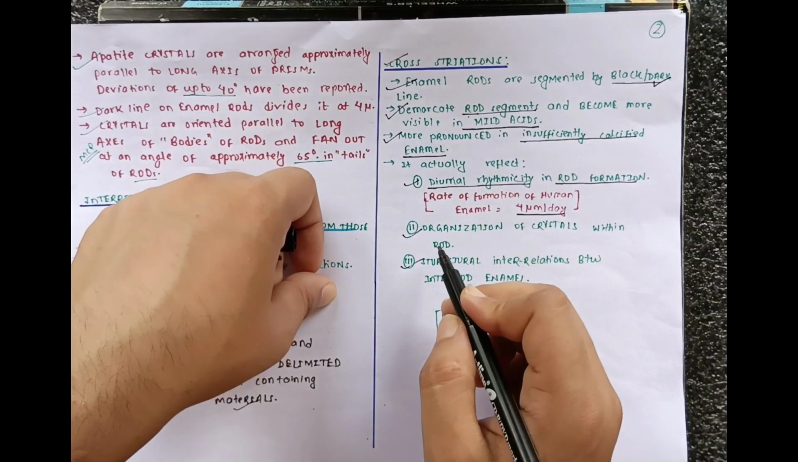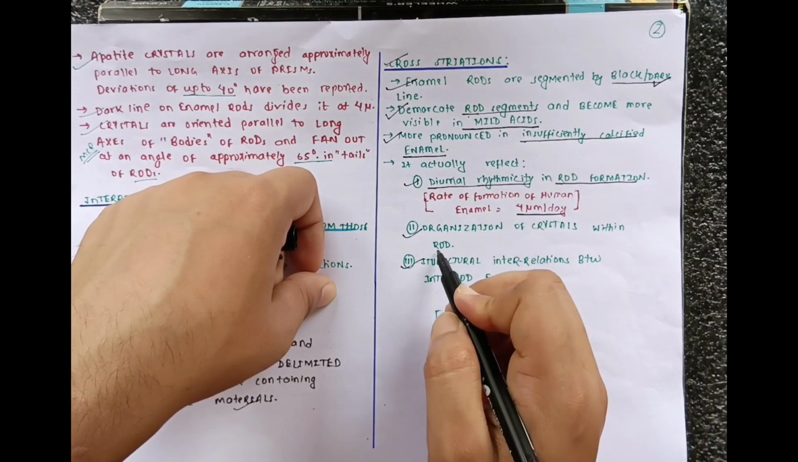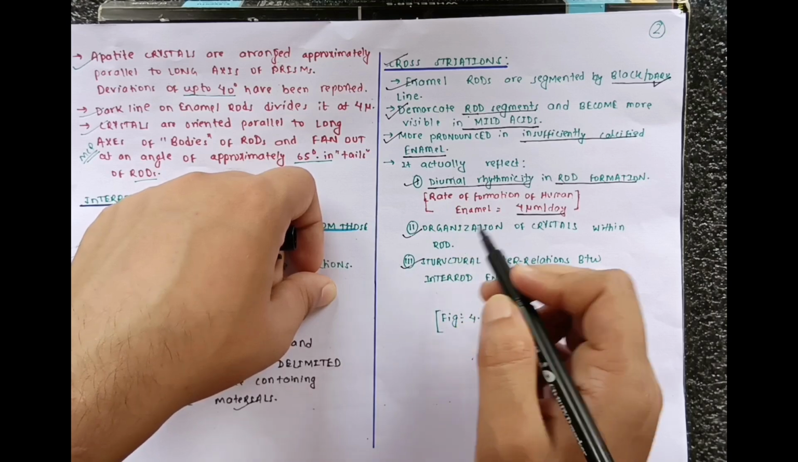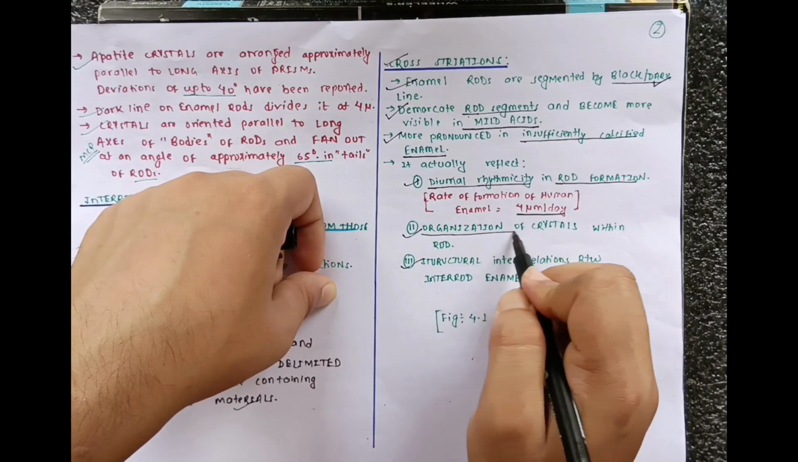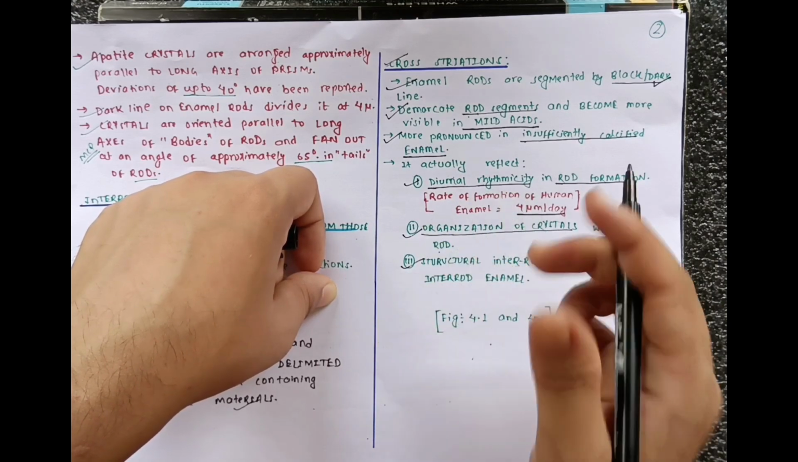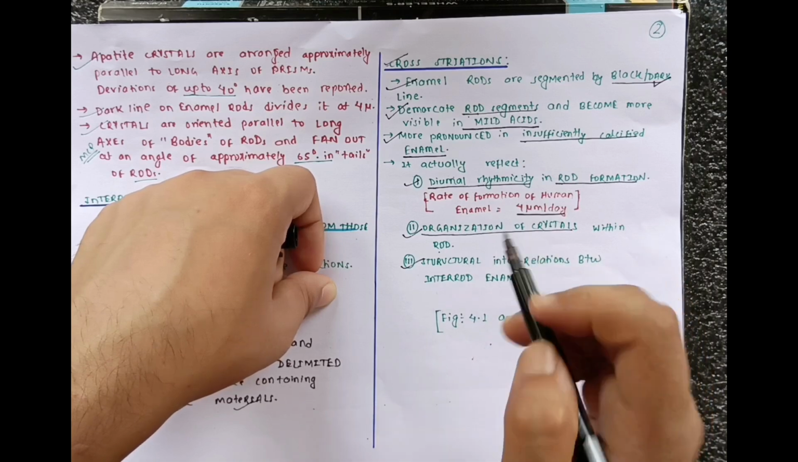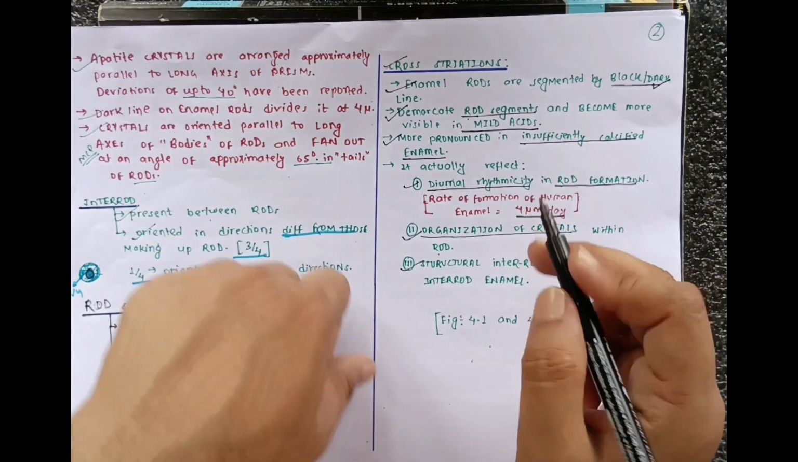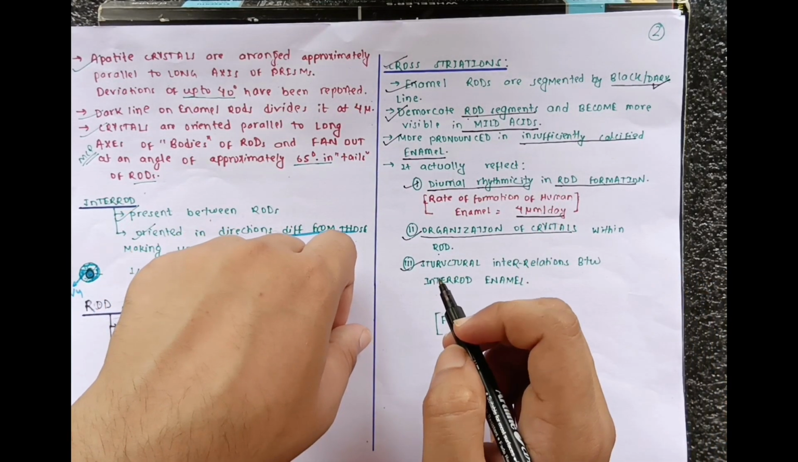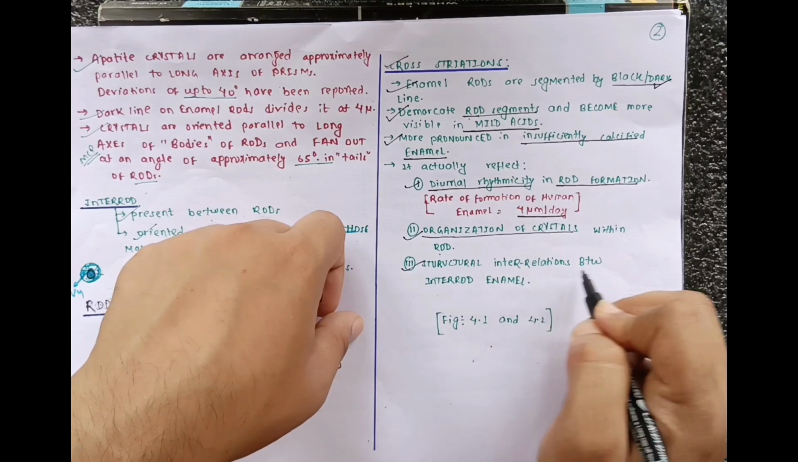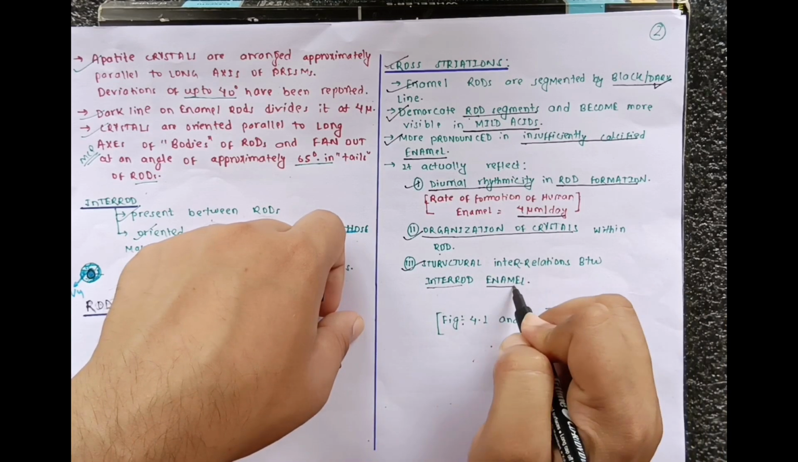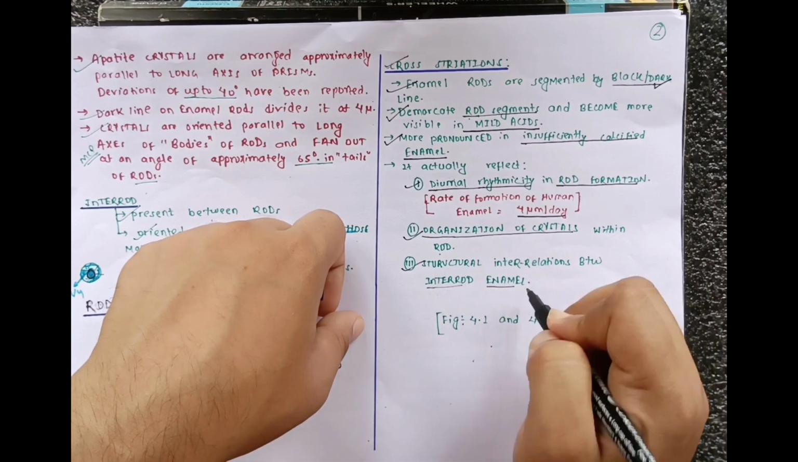Okay, after that we can see there is organization of the crystals within the rod. It may also be formed by the organization of the crystals. As the crystals form the rod, the organization of the crystals may form the cross striations. After that, we can see this structural interrelationship between the interrod enamel.